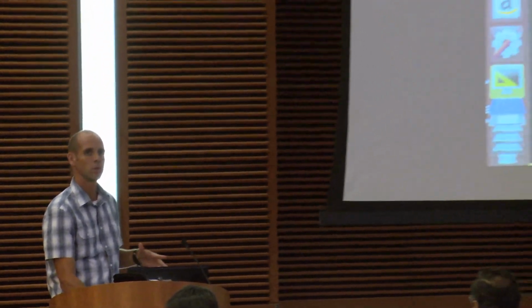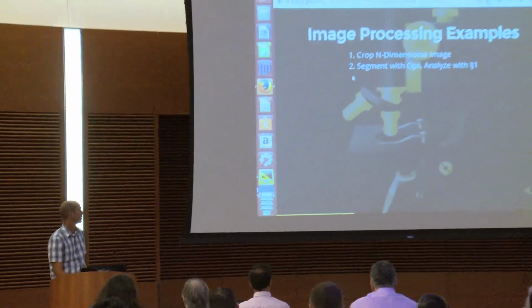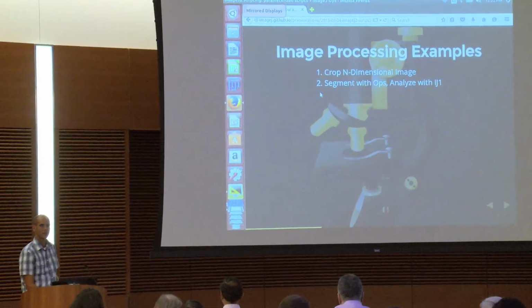Now I'm going to get to the good stuff, as Curtis said. We're going to do some image processing examples. So we have sort of 5 workflows. Basically, we're going to take a look at n-dimensional images and crop them. We're going to do some segmentation.